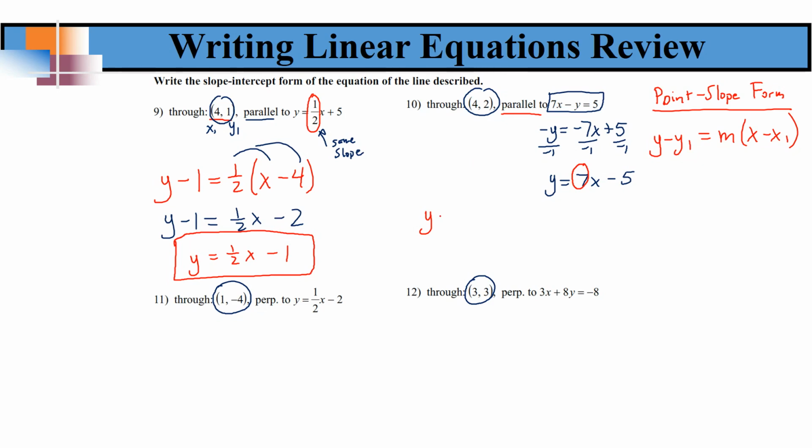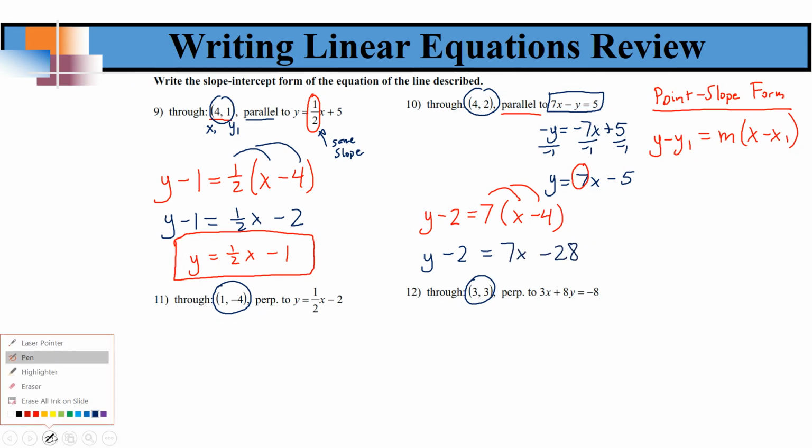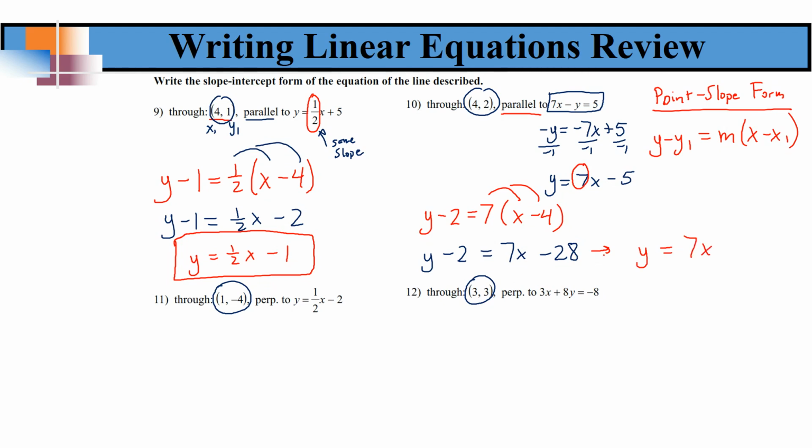Y minus y1, in this case that's y minus 2, equals our parallel slope of 7, parentheses, x minus 4. We'll go ahead and distribute into the parentheses. When we do that, we'll have y minus 2 equals 7x minus 28. Then the final step will just be to add 2 to both sides so that y is by itself. We'll end up with y equals 7x, and if we add 2 to -28, we'll get -26. There's our answer right there.